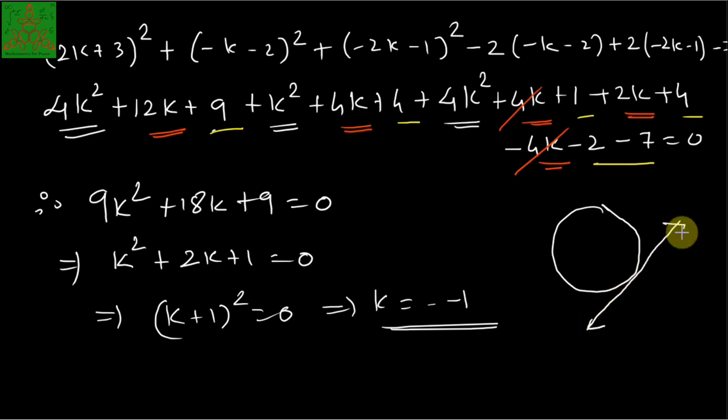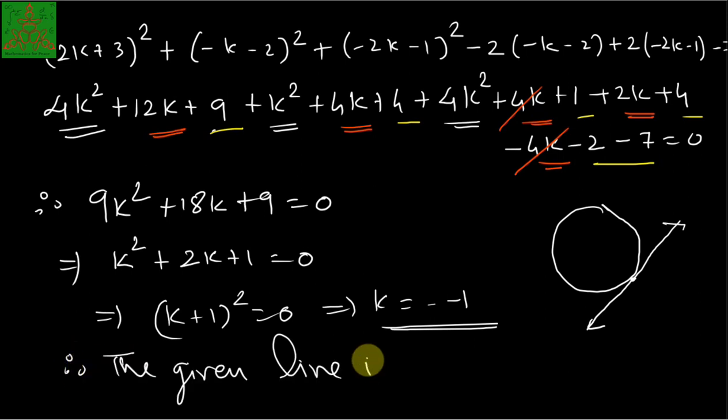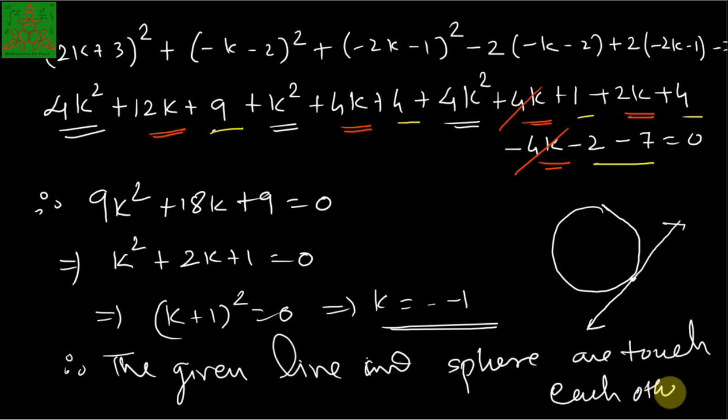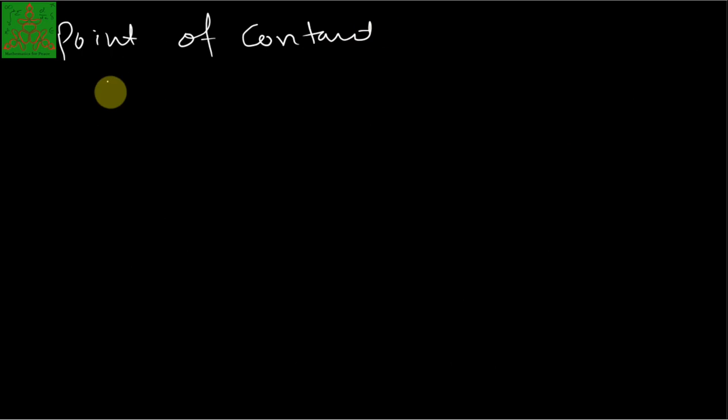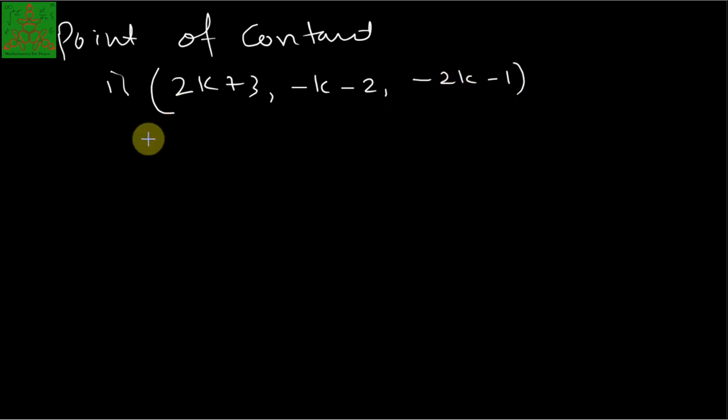Since we have only one possible value of k, we can say that this line touches this sphere at one point. The given line and the sphere touch each other, and the point of contact is, the equation was 2k plus 3, minus k minus 2, minus 2 minus 1. This was the value of x, y, z, and in that we have the value of k as minus 1, so it is minus 2 plus 3, so it is 1, minus minus plus, it will be minus 1, and this is 1. So the point of contact is (1, minus 1, 1).